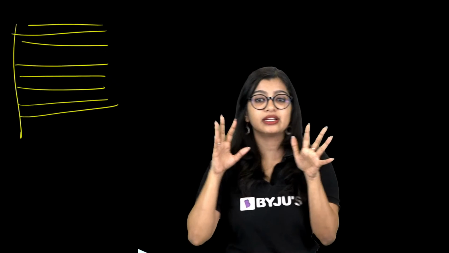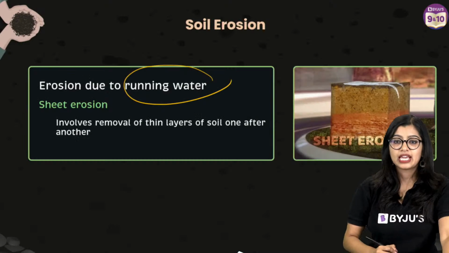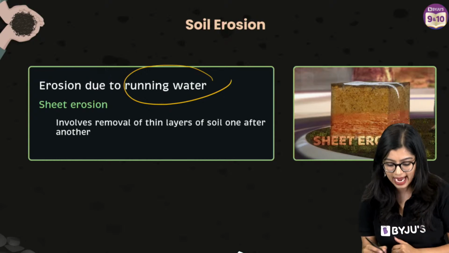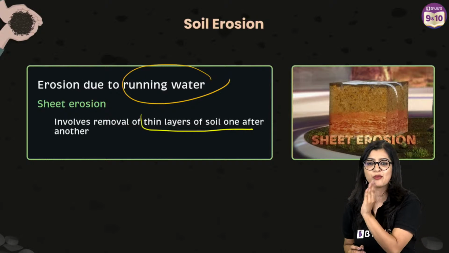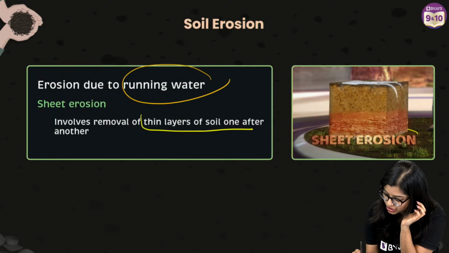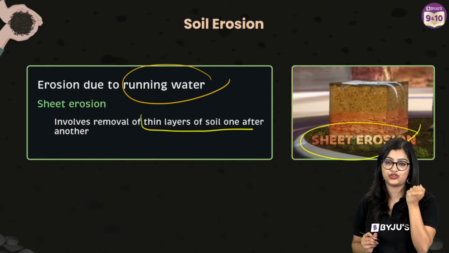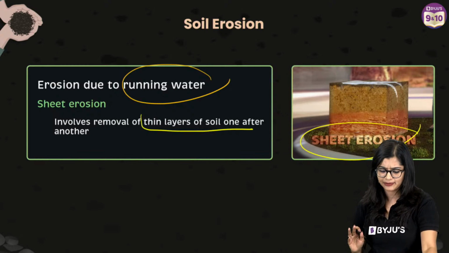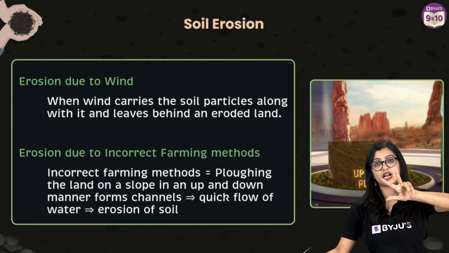Now imagine if soil was arranged like that. If soil was arranged like that and thin layers of soil were removed one by one, then we call it sheet erosion, right? So we see that a sheet of soil is removed. Simple and easy. This is because of water. Erosion due to water is sheet erosion or gully erosion.